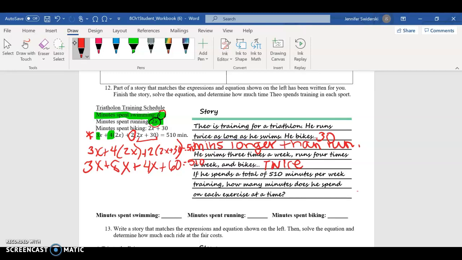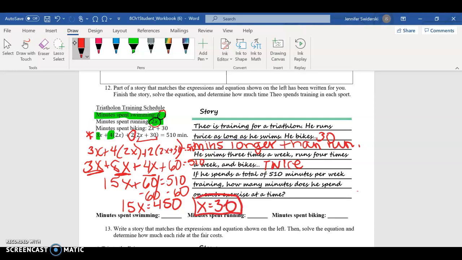I have a lot of stuff with x's, right? We've got 8, 12, 15. So we have 15x plus 60 equals 510. I'm going to subtract 60 on both sides. 510 minus 60 gives me 450. So I get 15x equals 450. Divide both sides by 15. X is 30. Wait, what does this mean?